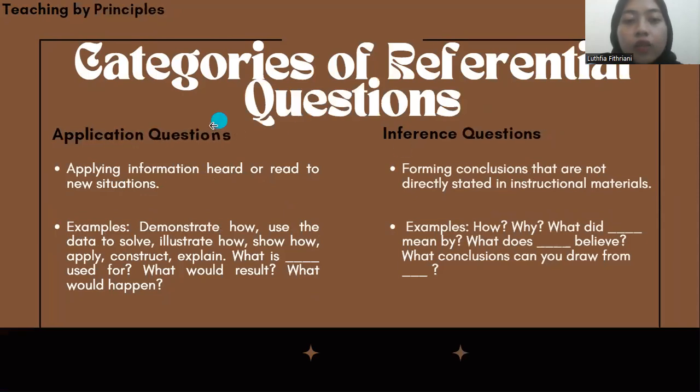The next category of referential question is application question. In application questions, the students are applying information heard or read to a new situation. For example, the teacher can ask, demonstrate how to make coffee, or use the data to solve, illustrate how to blah blah blah, show how to blah blah blah, and etc.